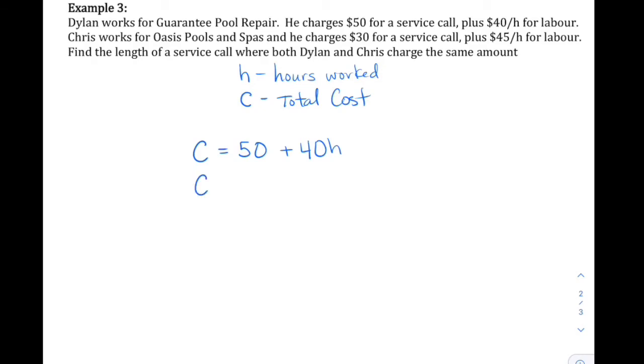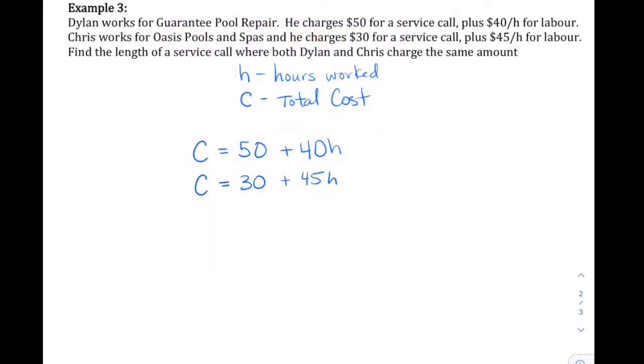Chris works at Oasis Pool, so his cost is equal to $30, plus he charges a little bit more per hour, $45 per hour. So the flat fee for him just to come to your house is a little bit cheaper. However, it costs a little bit more per hour that he works. So I want to know, when are they both the same? For how long would I need somebody to work where our cost would be the same and it wouldn't matter who I chose to work?